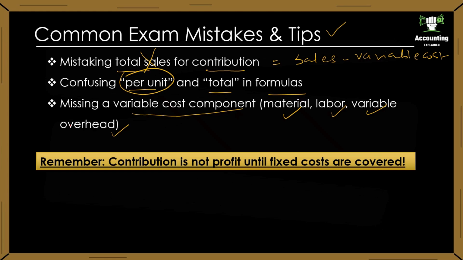Labor, variable overhead, all these costs may be mistaken as a fixed cost. Another important thing is you have to remember contribution is not profit until fixed costs are covered. So contribution is equal to fixed cost plus profit. Unless you take out fixed cost from the contribution, you will not be able to find out the profit.